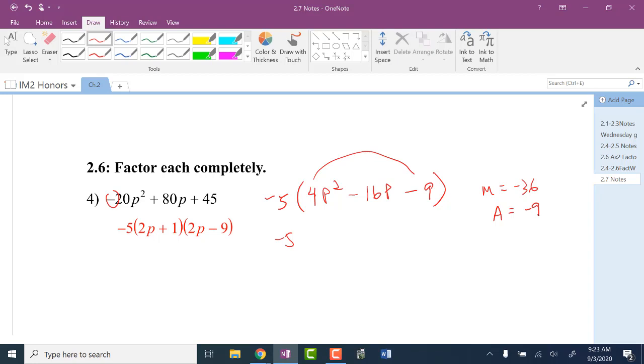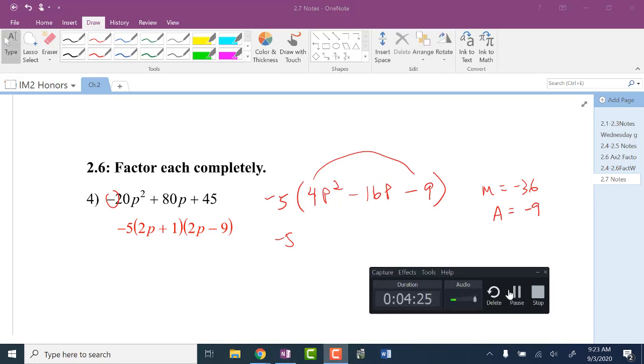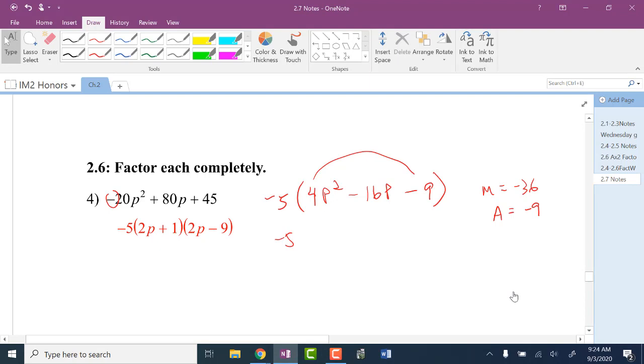Hey, what multiplies to negative 36 and adds to negative 9? Who's going to be first on the board here on the chat? What multiplies to negative 36, the same two numbers add to be negative 9. I'll pause the video depending on how long this takes. Brianna in period 2 got the numbers. Negative 12 times 3, negative 12 plus 3.